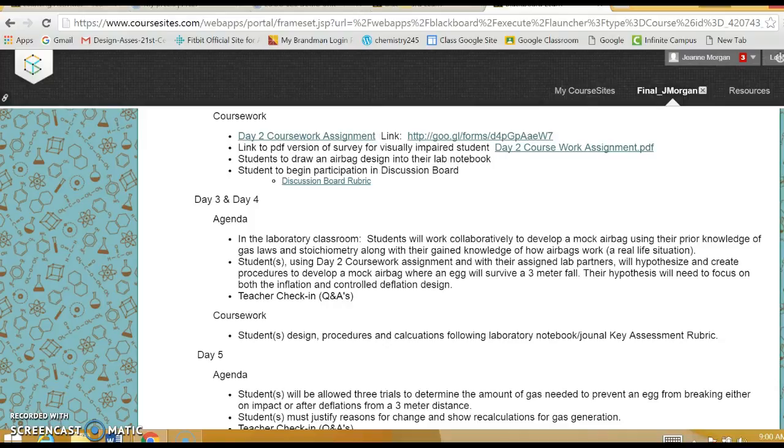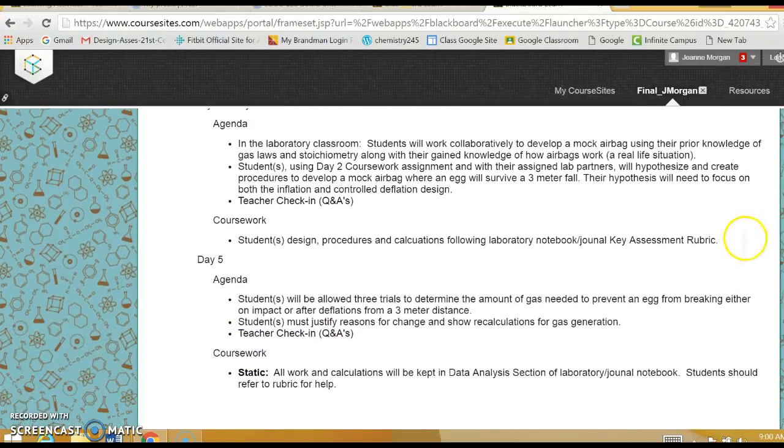And they'll have 3 days to go through this, and they will be following a specific rubric in their laboratory notebook journal, and they will be following what is required of them through that rubric, to make sure that their lab notebook is set up easily for me to grade, for one thing, and easy for them to follow and be successful at and show mastery.